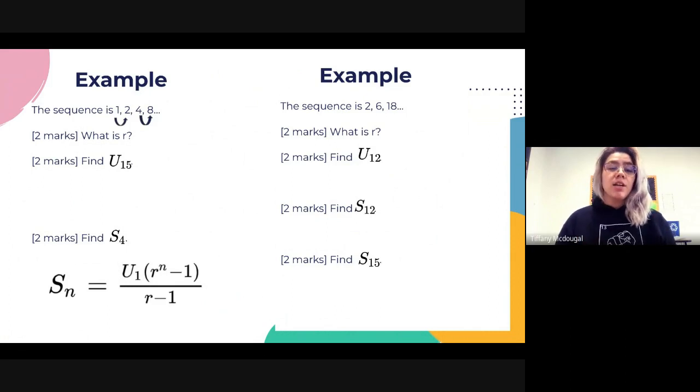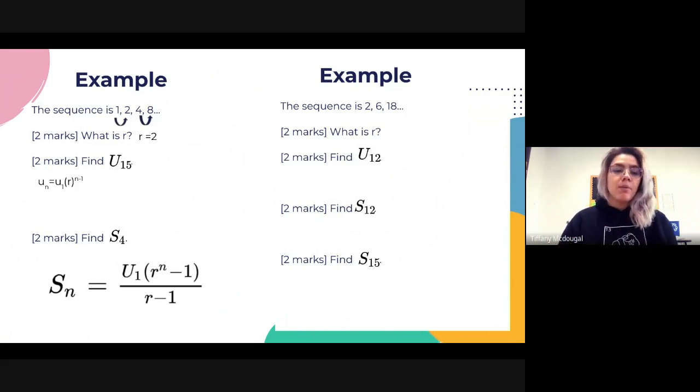If I wanted to check, I could grab any two numbers that are next to each other, like 8 and 4, and divide those. So 8 divided by 4 is 2. All right, let's see here. So then our common ratio is 2. R is 2. Now finding U15, this is asking for the 15th term. What number is in that 15th position in this pattern?